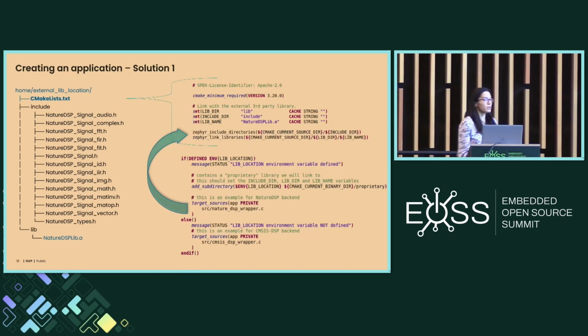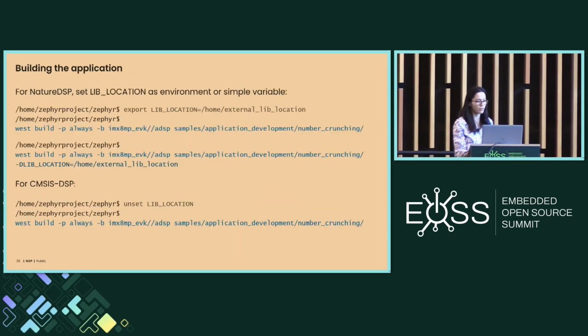Now, we can make some changes. We can move the part of link library and include directory from the application in the external lib location, as you can see in this example, or we can use a CMake variable rather than an environmental variable. Let's see what changes, why would you do those changes? Well, there's not much of a difference.